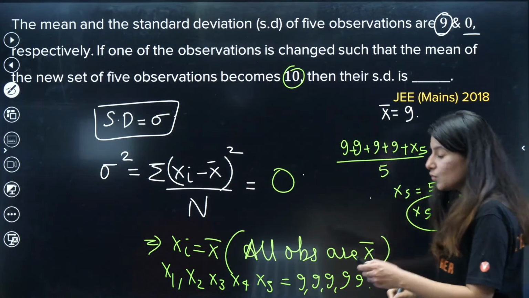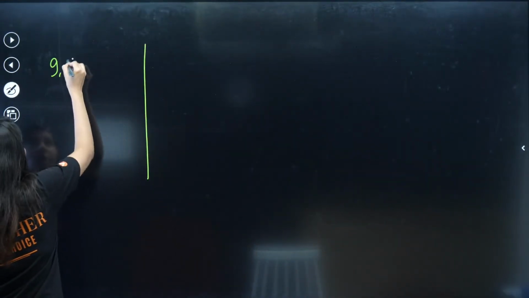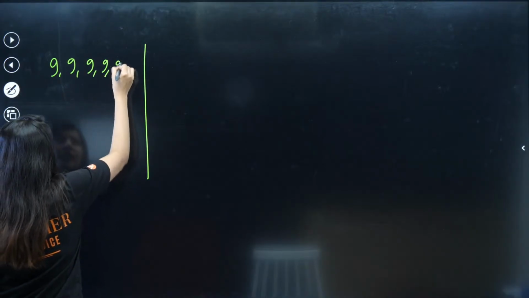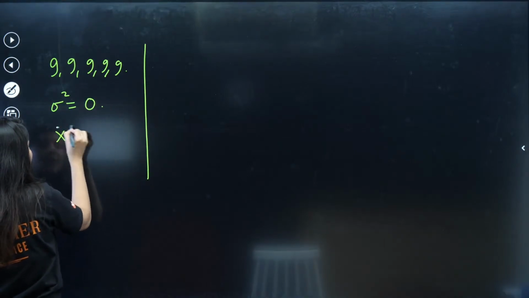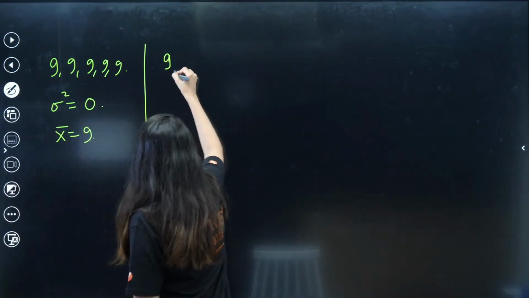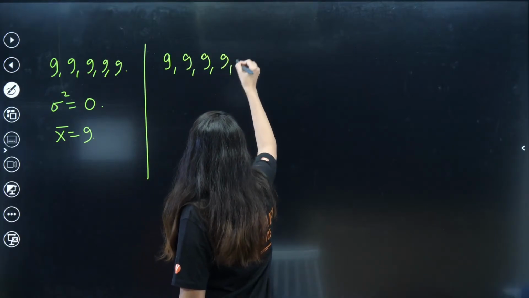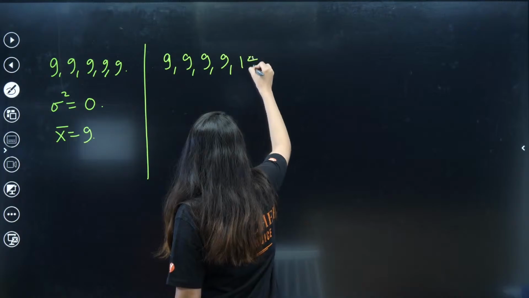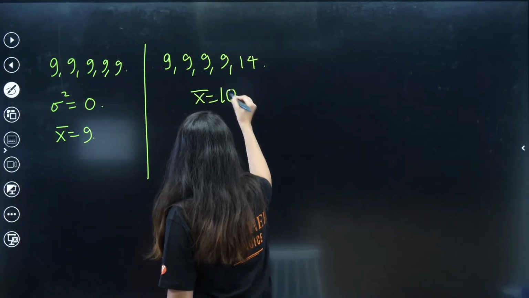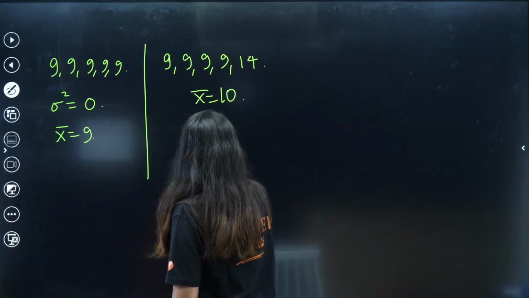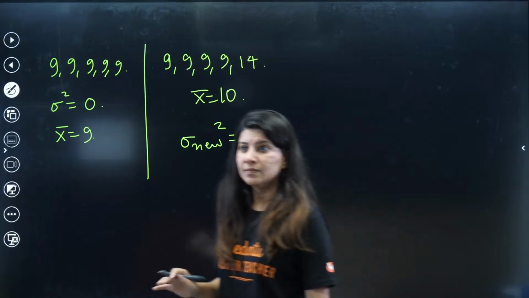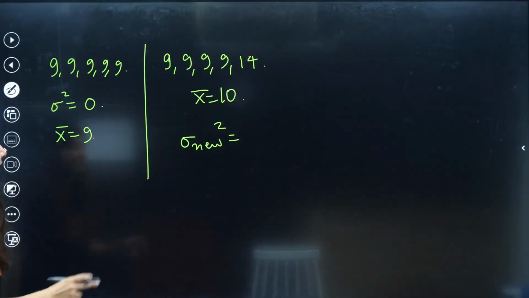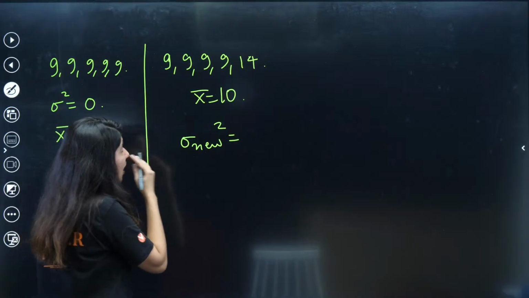So basically, if I talk about the new set, the original set has what? 9, 9, 9, 9, 9, right? And sigma square is what? 0. And x bar is what? 9 in this particular case. But for the new observations, 9, 9, 9, 9, the fifth observation is now 14. Their mean is changed. Now we need to calculate the new variance first and then standard deviation. Right? New standard deviation, how can you calculate?